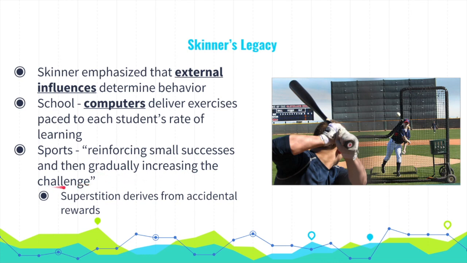Now, superstition can derive from accidental rewards. For example, in the baseball example, if a baseball player gets on base each time he taps his bat to the plate before a pitch, he may become superstitious. The player is essentially receiving partial reinforcement each time he gets a hit after tapping his bat on the plate.